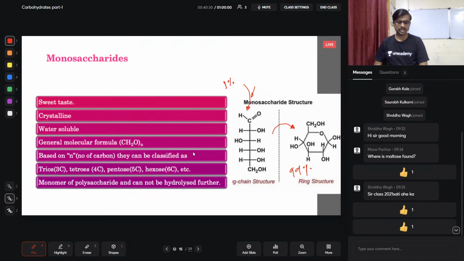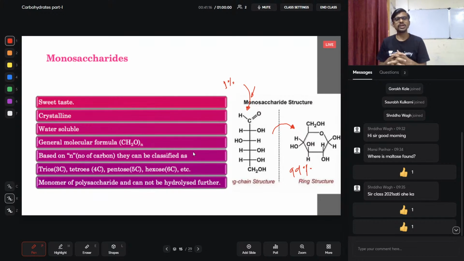So the second one, a ring structure, is stable and good as per the rules of chemistry, and that's why it is dominant in nature. So the monosaccharide has a few characteristics. They are sweet in taste, crystalline, water soluble. I already explained this to you. General formula is CnH2nOn, or you can write it in a bracket, (CH2O)n. Based on the n, the n is nothing but the number of carbons, guys. So they can be classified as triose, tetrose, pentose, hexose, heptose. So depending upon the carbon numbers, they can be classified into 4 or 5 categories.